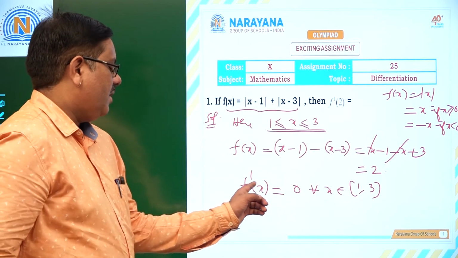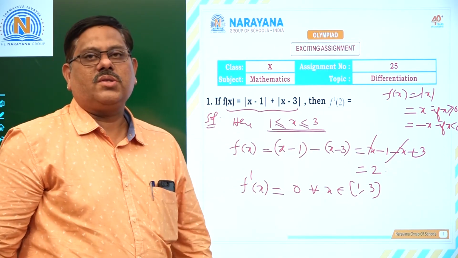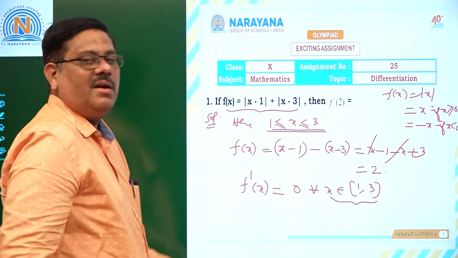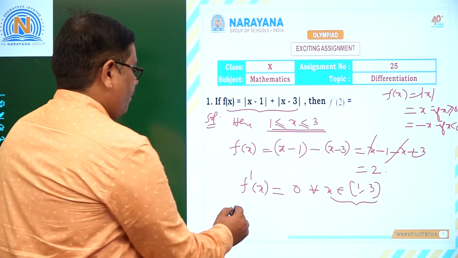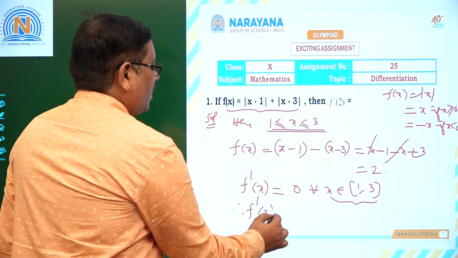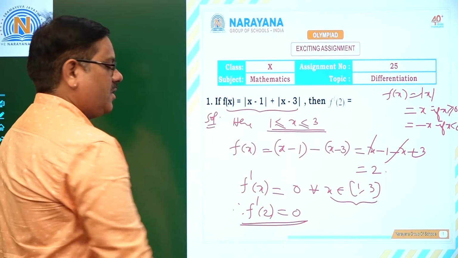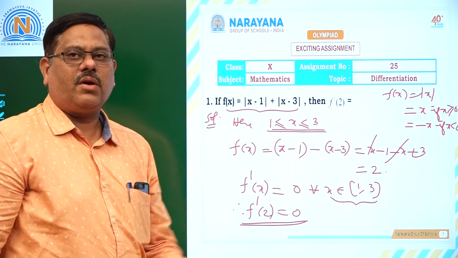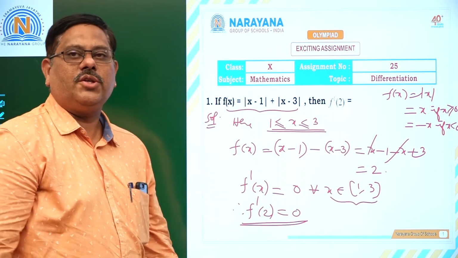For all x belonging to 1 comma 3, f dash of x becomes 0. Any value in between 1 and 3 you take, including 1 and 3, f dash of x becomes 0. Therefore, f dash of 2 also we can take as 0. Why should I take f dash of 2 also as 0? Because x is the value in between 1 and 3 here. 2 is the value in between 1 and 3. So f dash of 2 also becomes 0 thus.